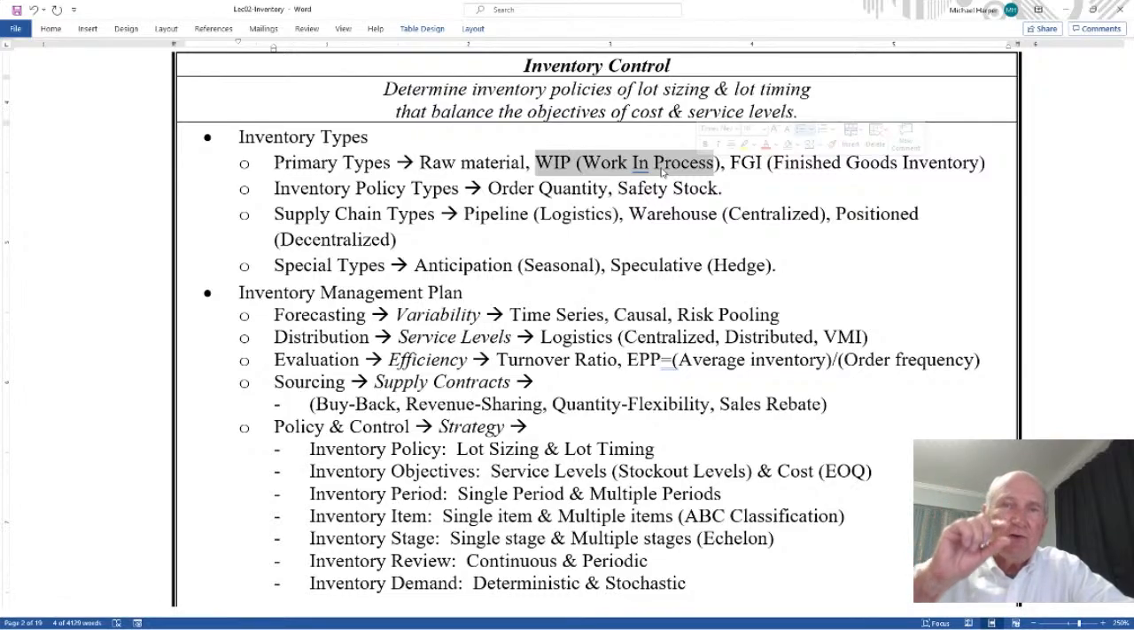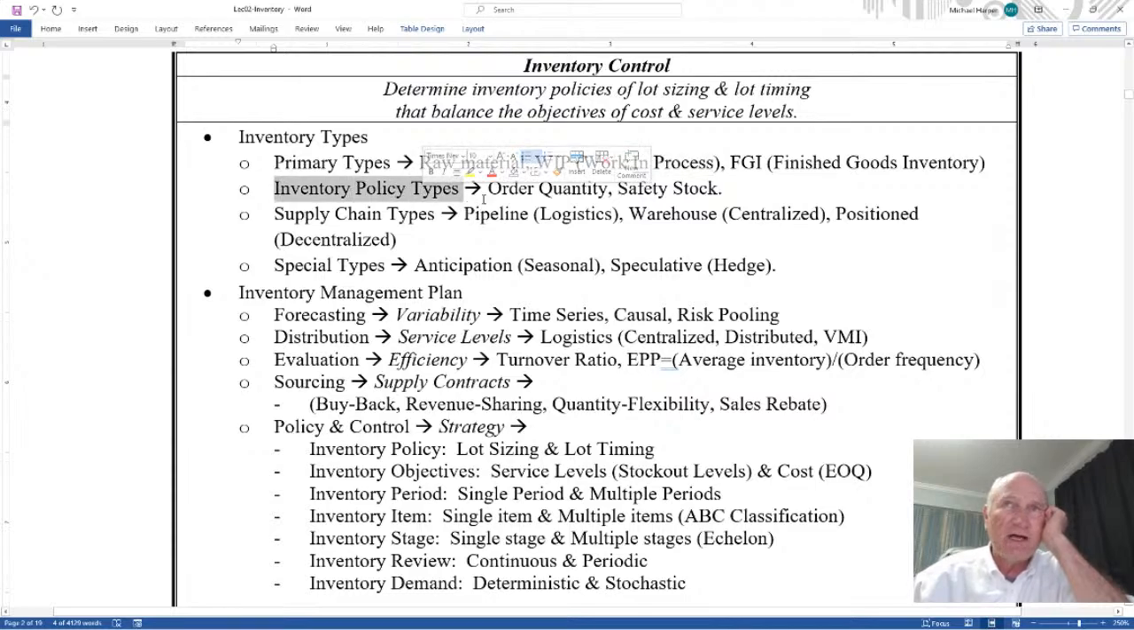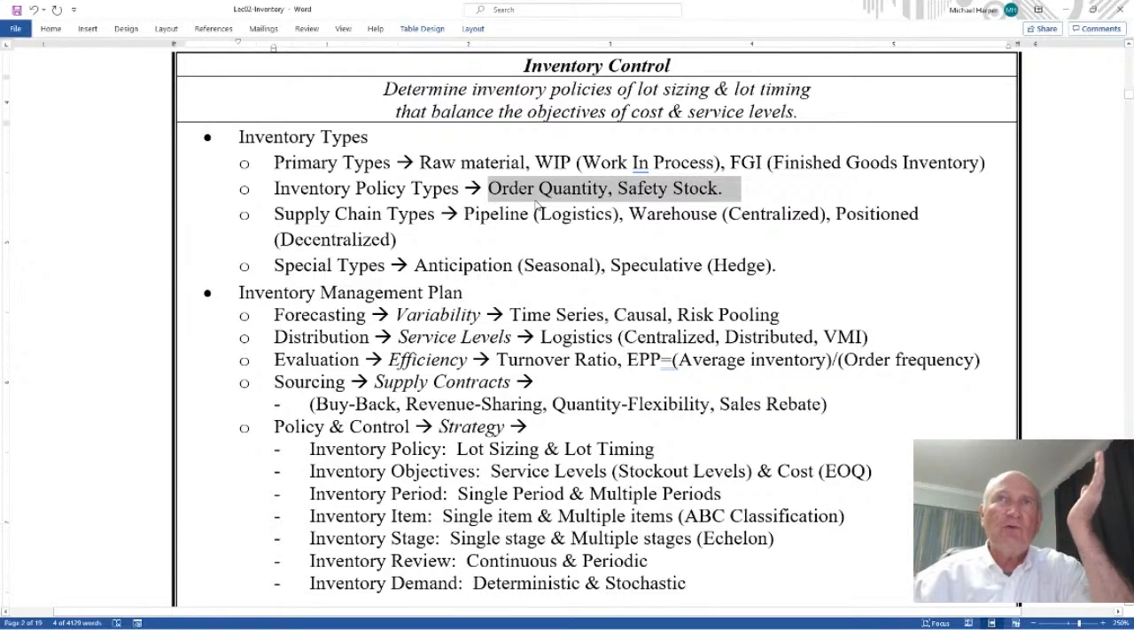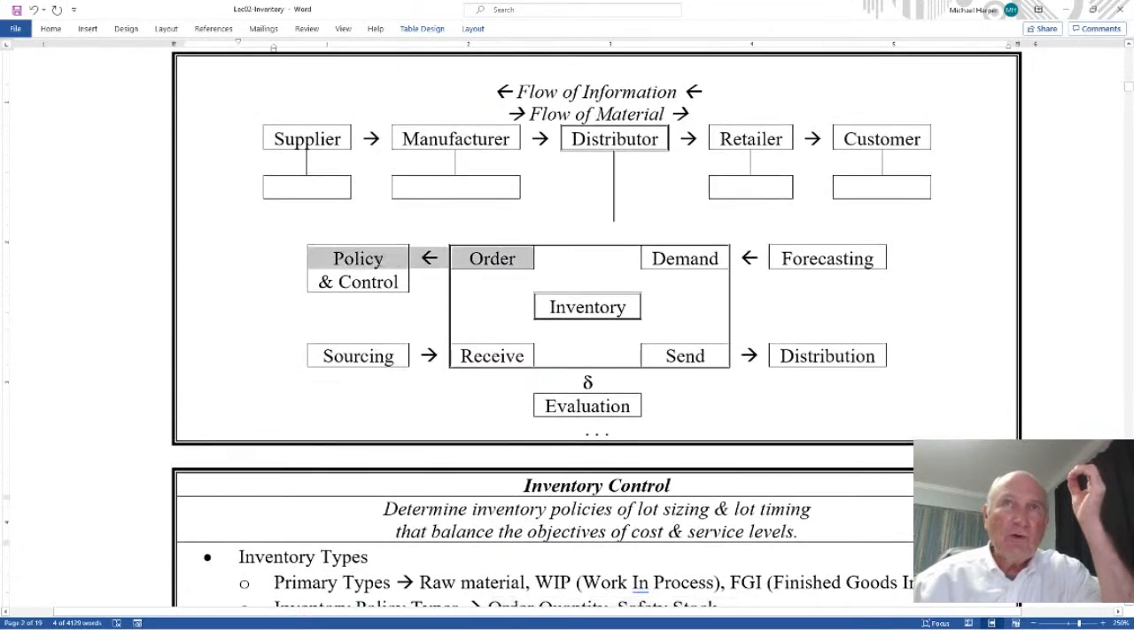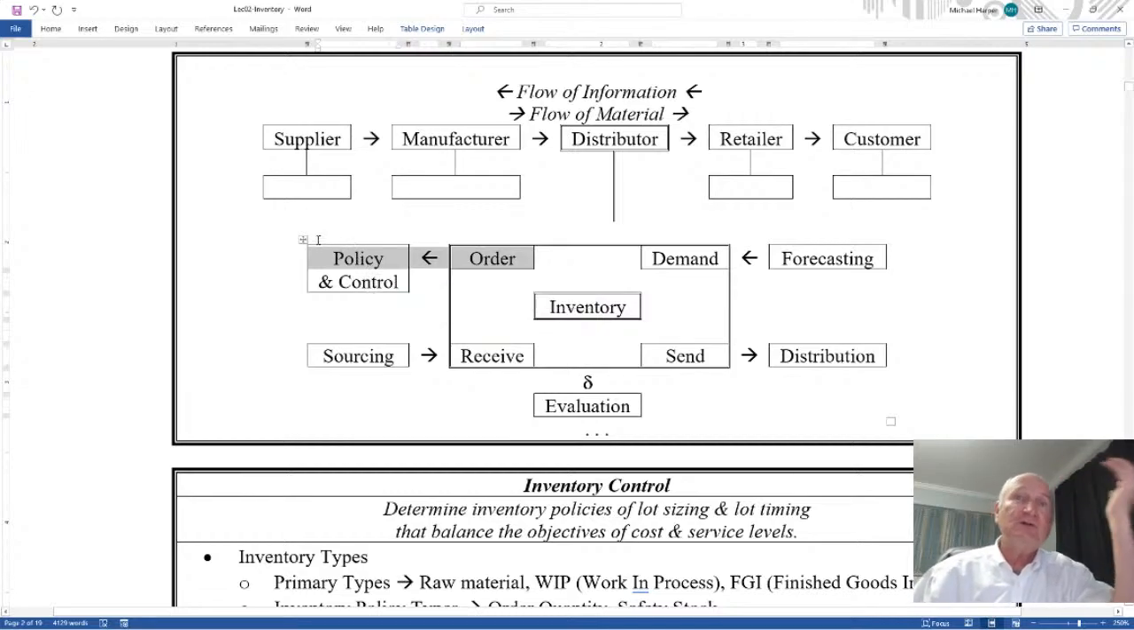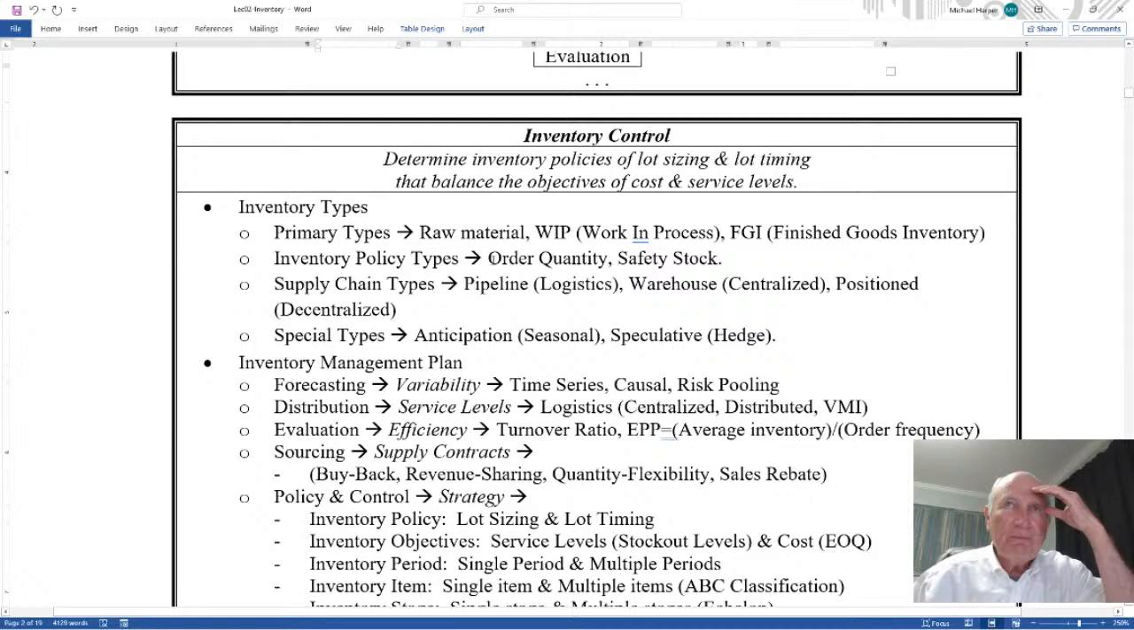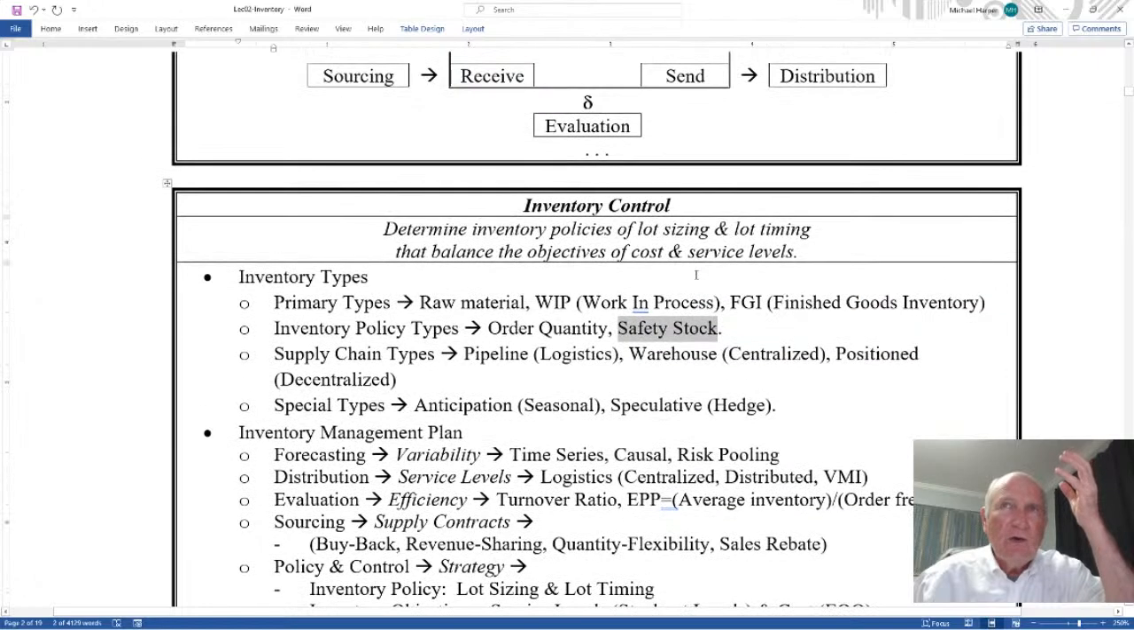And when the WIP inventory goes down, that's referred to as lean operations, low cost, and also low waste, and low WIP has to do with efficiencies. Okay. Other types of inventory policy types, primary types, are the order quantity and safety stock. Now, the order quantity is the quantity of inventory you order, whether it's raw material or whatever it is, upstream. You say, I need this many tables, I need this much wood. So that's upstream orders.